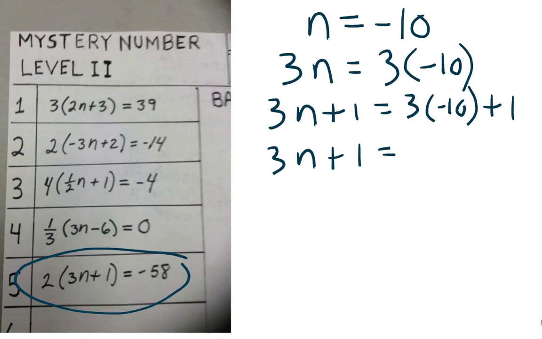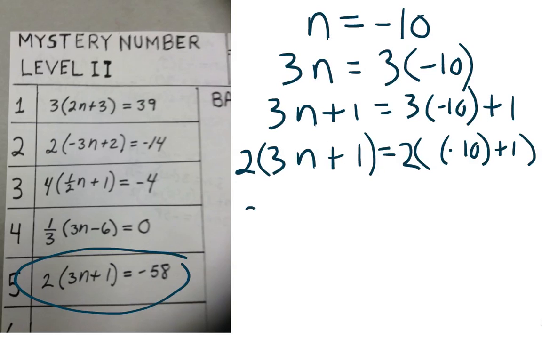Now we're going to double the value on both sides by multiplying both sides by 2. We do that by writing a copy of it, putting parentheses around the entire thing, and then just multiplying it by 2. That's doubling it. So negative 29 doubled is negative 58. So 2 times parentheses, 3 times a number plus 1 is equal to negative 58.